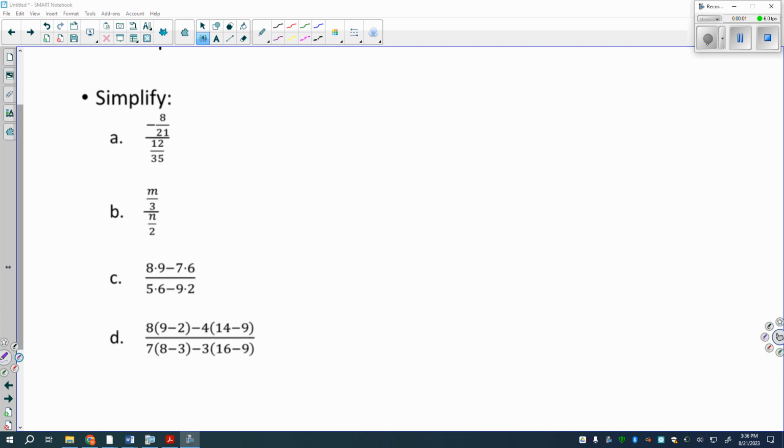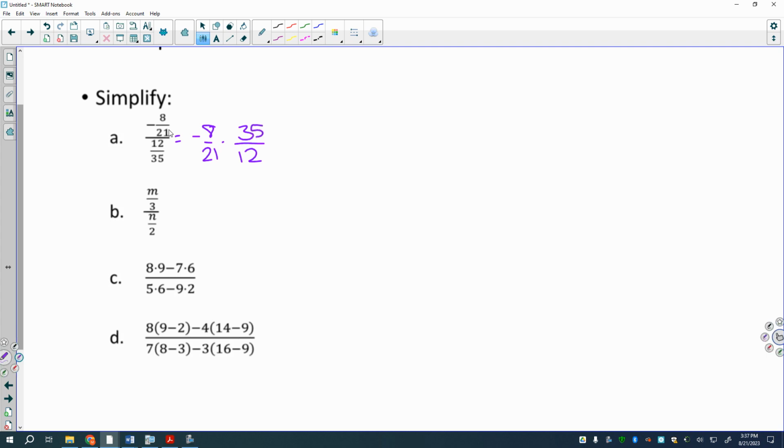All right, these complex fractions, part A. When we see this, this really means negative 8 over 21 divided by 12 over 35. So I'm going to take that negative 8 over 21 multiplied by the reciprocal of the bottom. So I go ahead and I multiply there and flip the bottom.